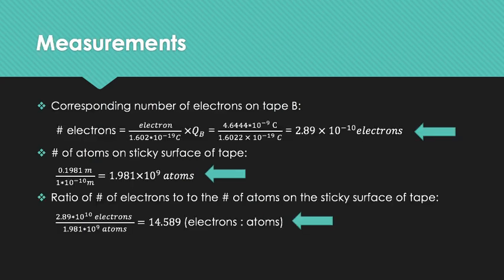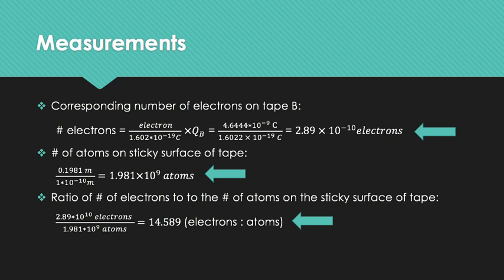For the corresponding number of electrons on tape B, I simply took the entire charge of my piece of tape and divided by the charge of one electron and got 2.89 times 10 to the negative 10 electrons. For the number of atoms on the sticky surface of the tape, I simply divided the length of my entire piece of tape by the size of one atom and achieved 1.98 times 10 to the 9 atoms on my piece of tape. For the ratio of the number of electrons to the number of atoms on the sticky surface of tape, I simply divided the last two values that I calculated and got approximately 14.589 electrons per atom.